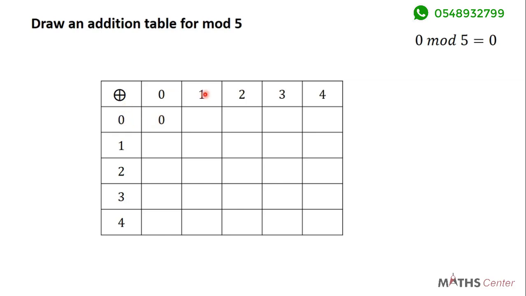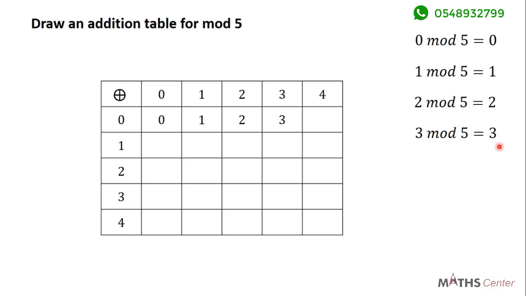We have 0 plus 1. 0 plus 1 is 1. 1 mode 5 is 1. 0 plus 2. 0 plus 2 is 2. 2 mode 5 is 2. 0 plus 3. 0 plus 3 is 3. 3 mode 5 is 3. 0 plus 4 is 4. 4 mode 5 is 4.